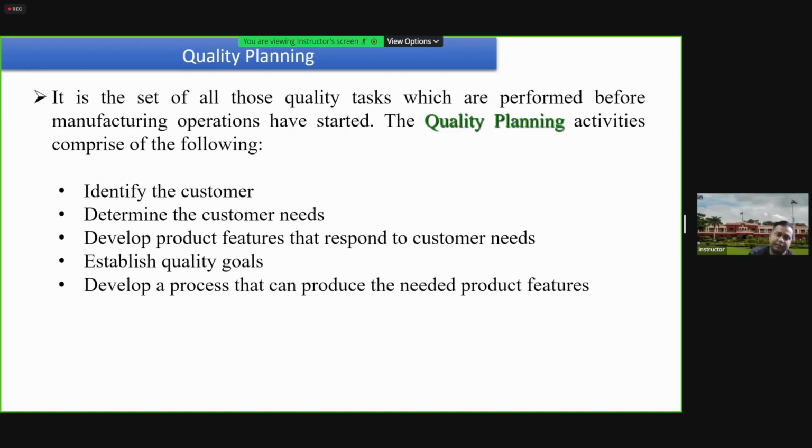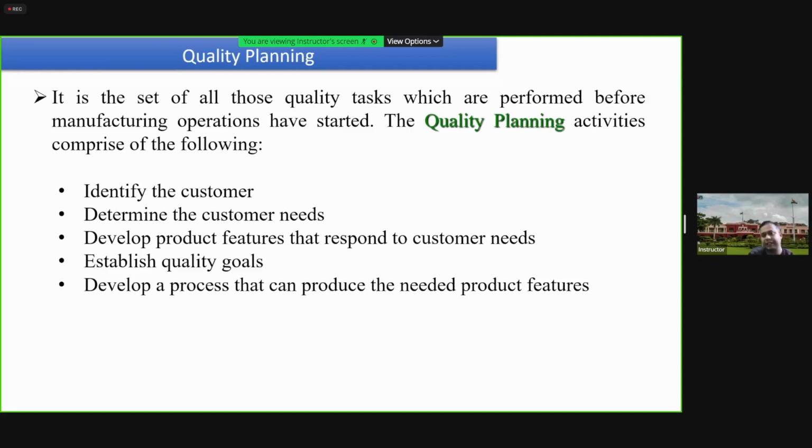Now next is to develop a process that can produce the needed features into the product. This particular thing refers to the quality of conformance phase, where we are ensuring that we have the necessary capabilities to make a product with the desired features that we have set in the quality of design phase. We have capabilities, tools, equipment, everything is there with us.